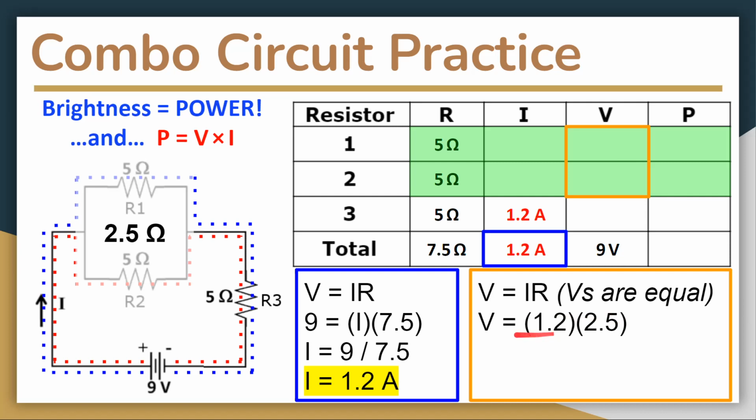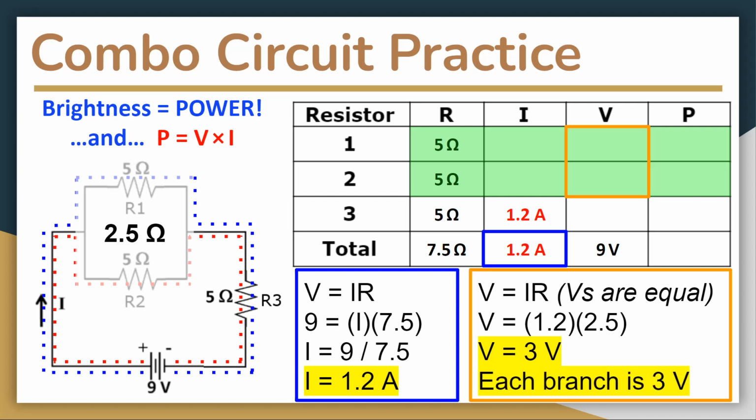I can use the total current for the parallel section, the total current that flows into it, and the total resistance of that section to solve for the voltage drops in that section as well. So the whole current flows into it, that whole 1.2 amps. It does split, but the whole thing flows into it. And it has an equivalent resistance of 2.5 ohms, and so I can plug those numbers in to get the voltage drop for this section. And that's going to give me a voltage drop of 3 volts.